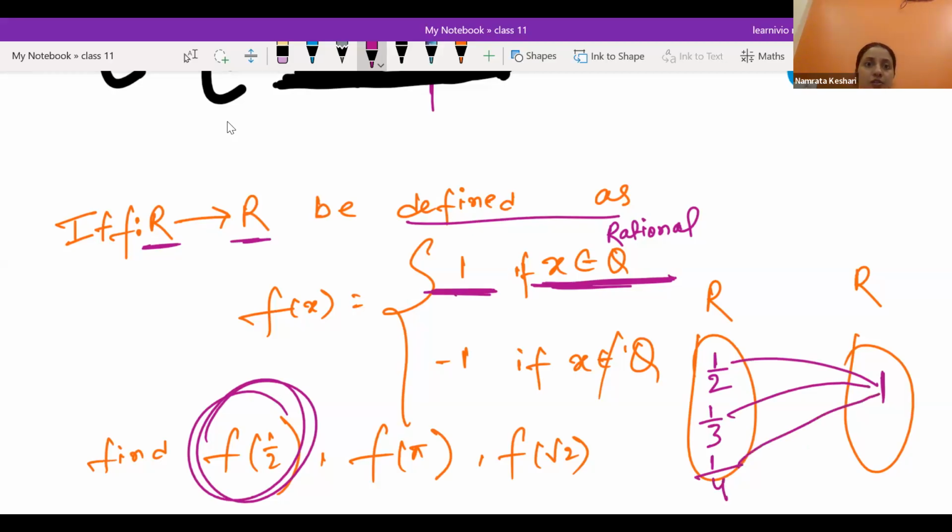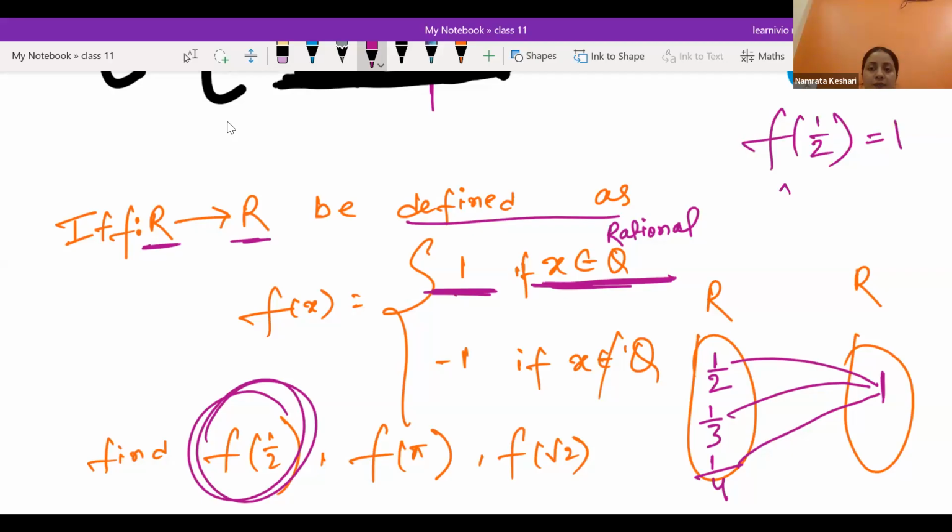If you are thinking this is not a function, it is a function. The first element is not the same. Can you see? Making sense? Yes, ma'am. So the value of f of 1 by 2 will be, since 1 by 2 is a rational number, the output will be 1. Clear? Yes, ma'am.